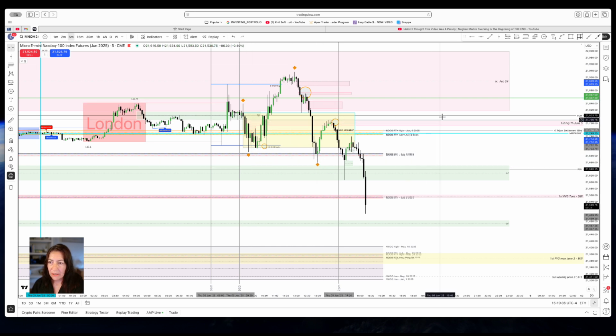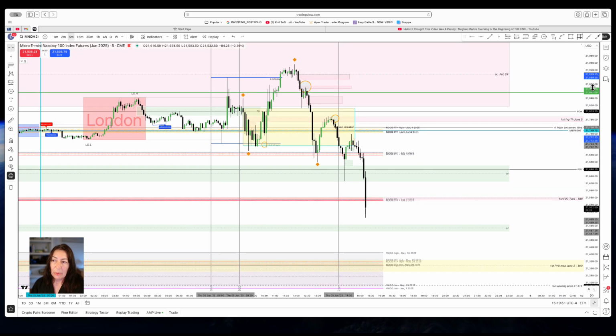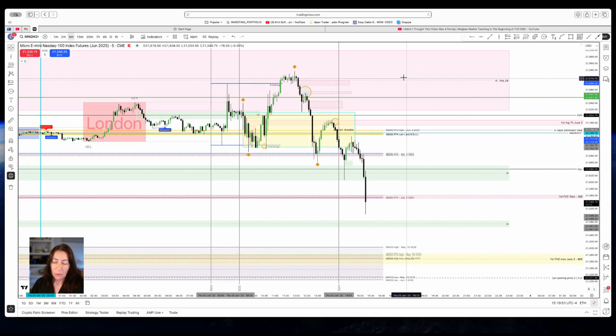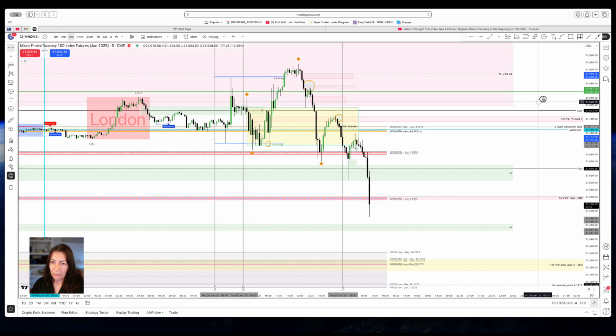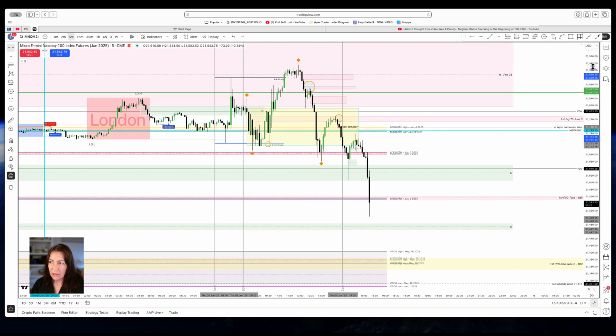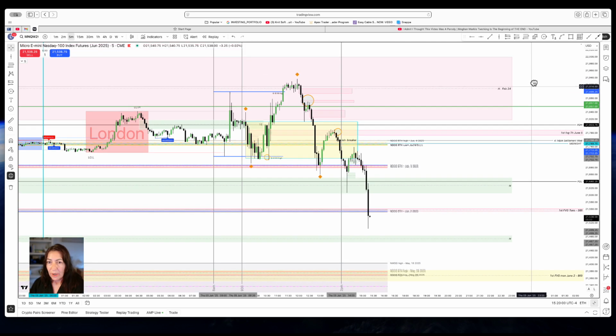Price comes back in. It comes right to this fair value gap, which is the first presented fair value gap from this morning. As ICT says, mark your first presented fair value gaps of the day and keep them on your chart for the week, because price will keep referring back. The algorithm will refer back to those areas, those levels.